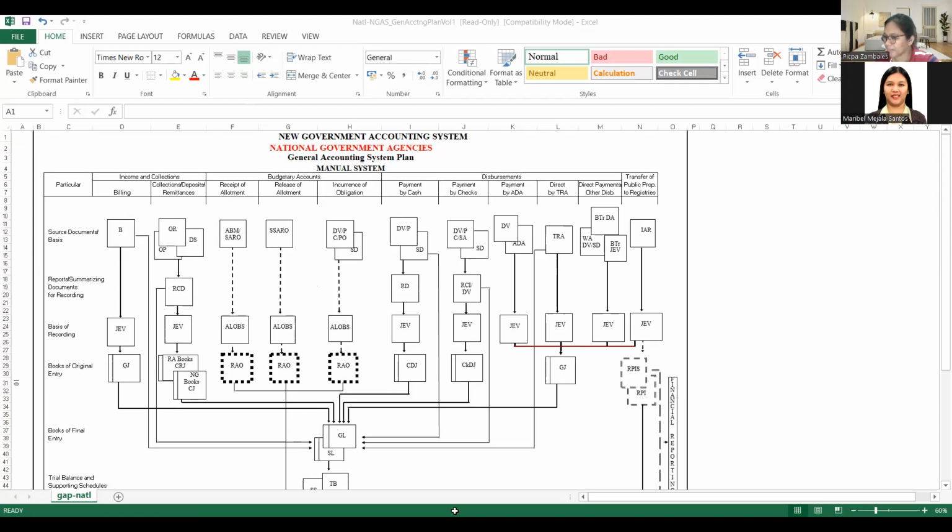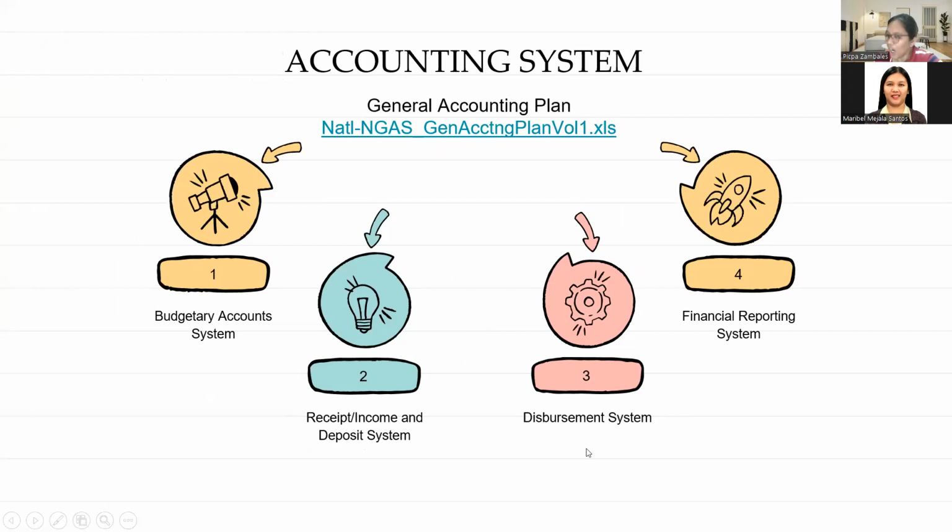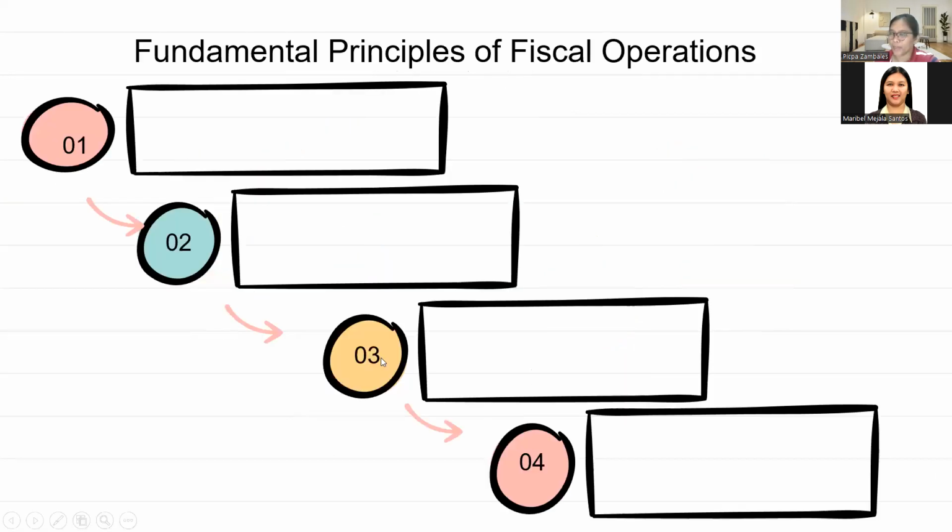Okay, next. Okay, so that's it. I hope you understand, no? So budgetary account system, the receipt and income deposit, the disbursement, and the financial reporting as shown in the general accounting plan. Okay, now, before we discuss further, there are 8 fundamental principles of fiscal operations.